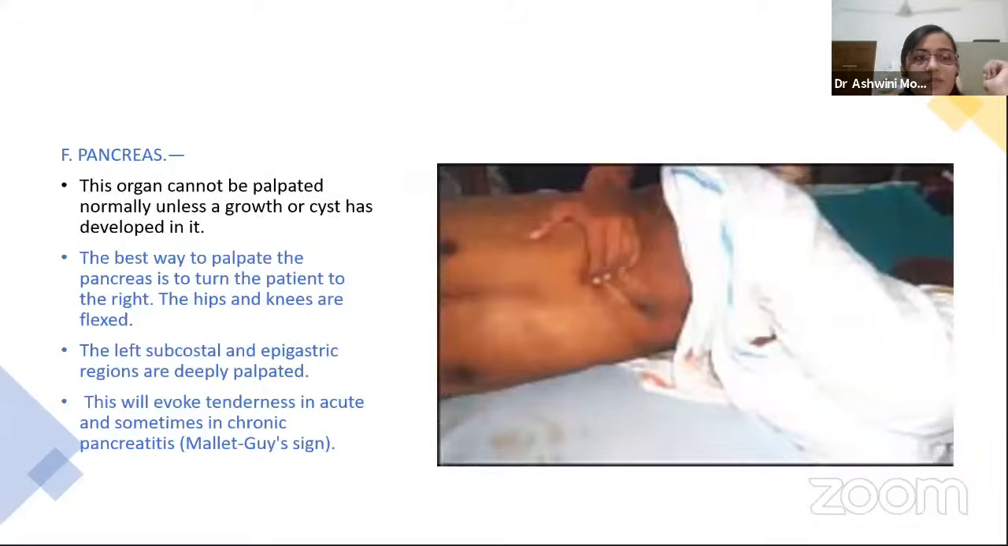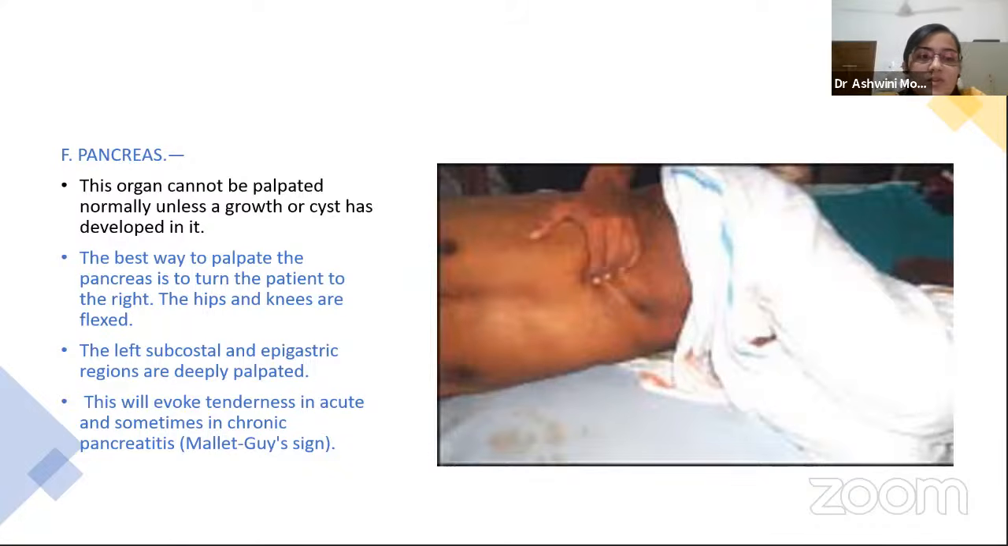Another is the pancreas. The pancreas is also not usually palpable. It is palpable when there is a pseudocyst formation, or in acute or chronic cases, a few signs are present by which we can identify it as chronic pancreatitis. As I said, this organ cannot be palpated normally unless a growth or cyst has developed in it. The best way to palpate the pancreas is to turn the patient to the right side, with hip and knee flexed. We have to give a right lateral position.